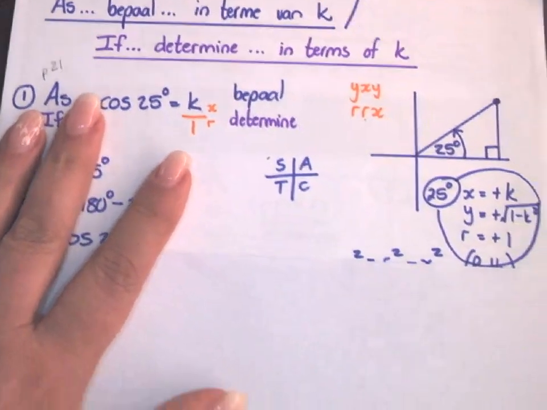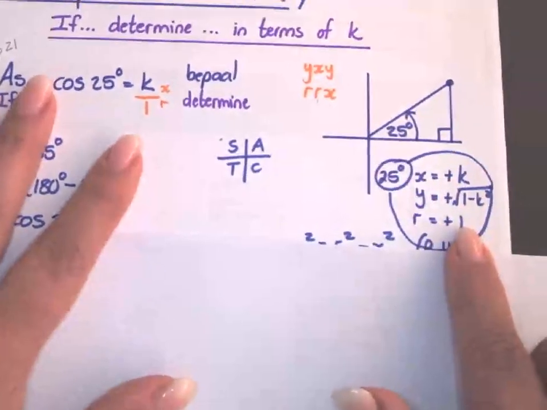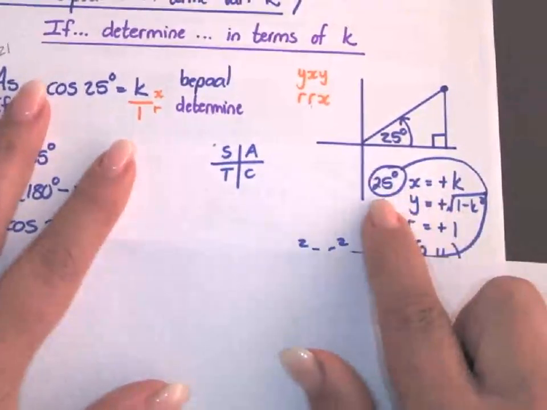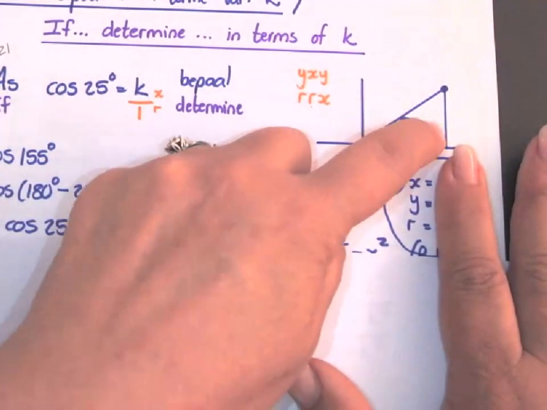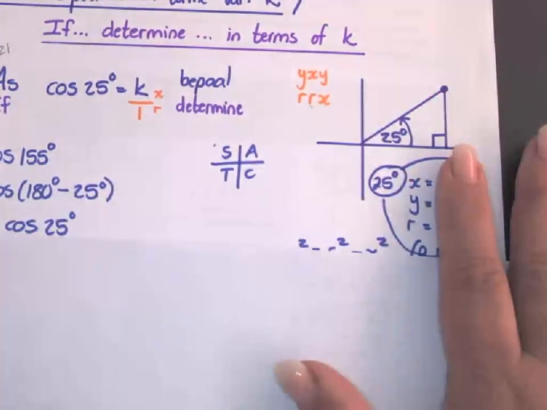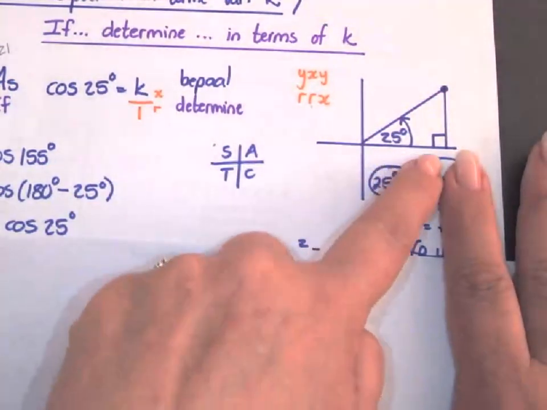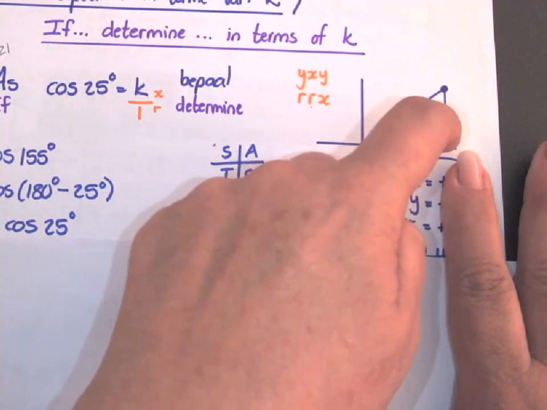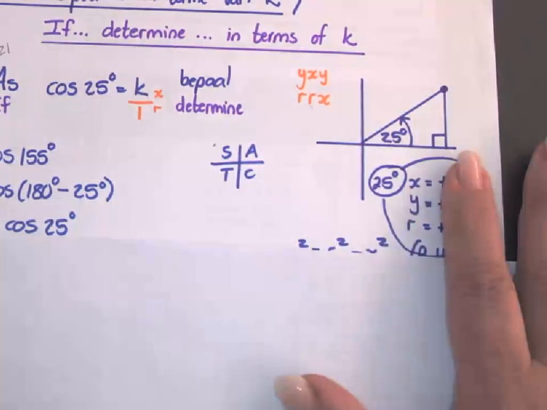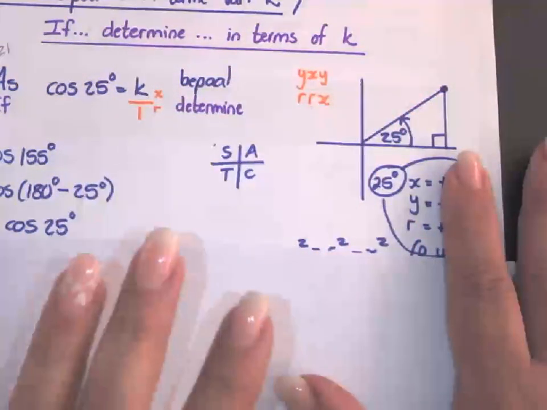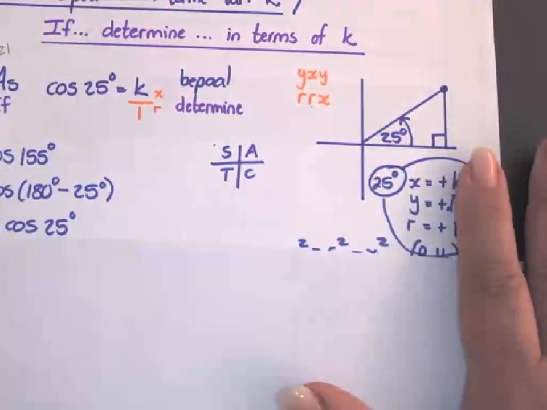Now you draw your summary. I'm working with 25 degrees. There's my triangle. What is the value of the x's? It's positive. The value of the y's? Positive. Hypotenuse? Always positive. So write your pluses. Then you fill in what you have.